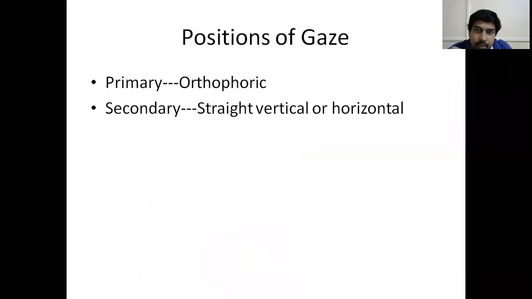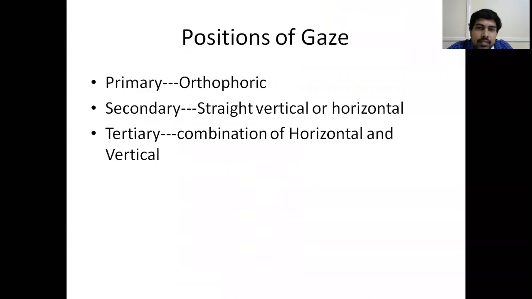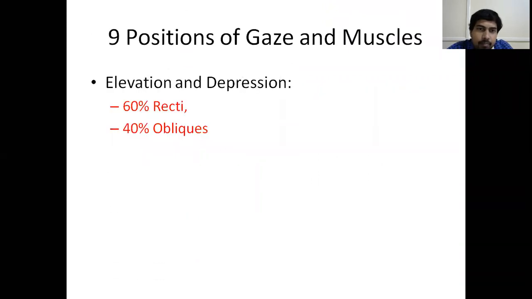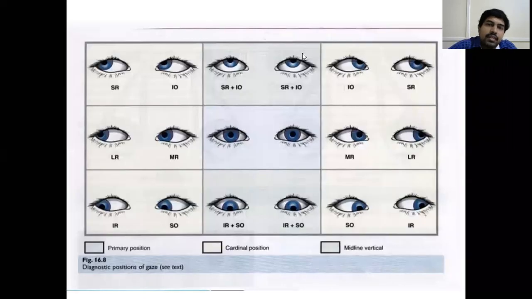That is elevation, depression, dextroversion, and levoversion. They are the secondary gazes. And tertiary gazes are a combination of horizontal and vertical. And then cardinal gazes. So here, if I explain this diagram, this is the primary gaze.